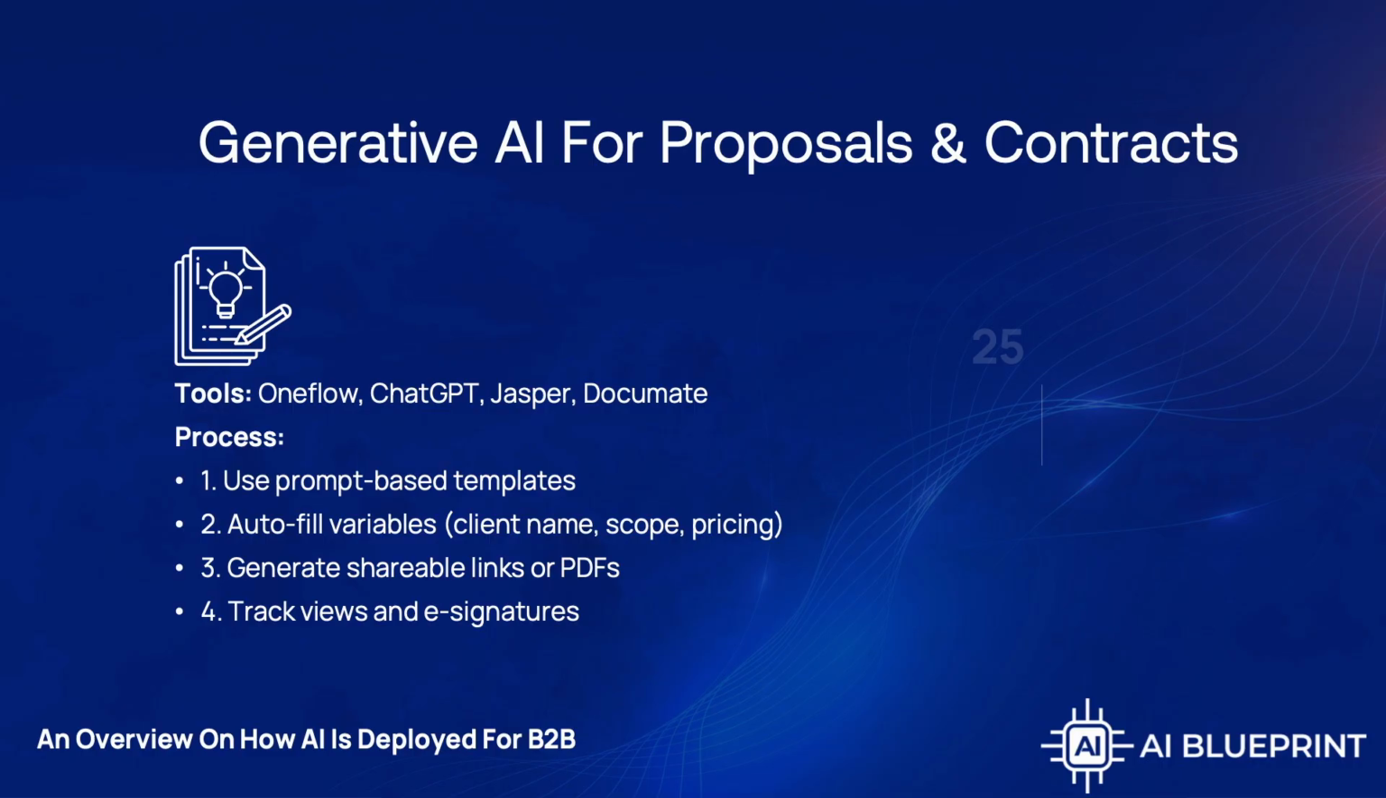Generative AI for proposals and contracts. OneFlow, ChatGPT will write it. Jasper, Documate, you've got DocuSign, all of these. What this basically will do is you will have a prompt-based template, right? And you have a deal come through, and you will then send over details to that template. It will then auto-fill the variables: client name, scope, pricing, and generate a shareable link and PDF. But you can verify this before it goes, okay, which I would really highly recommend. This is a legal document, obviously, but it will write it all out for you.